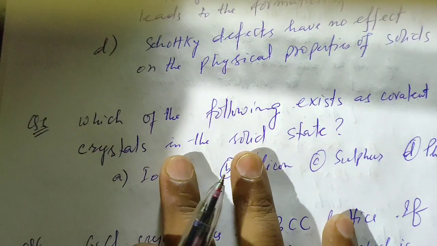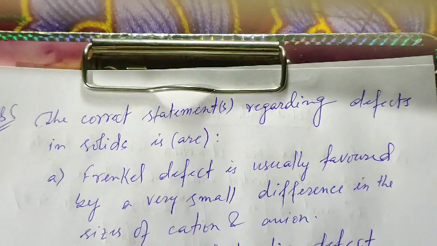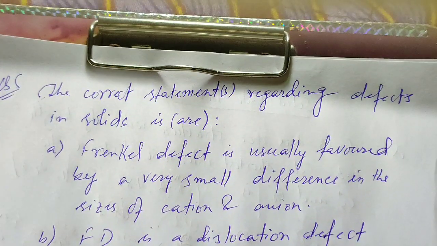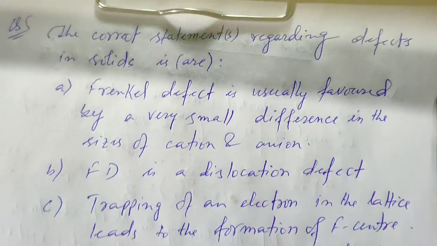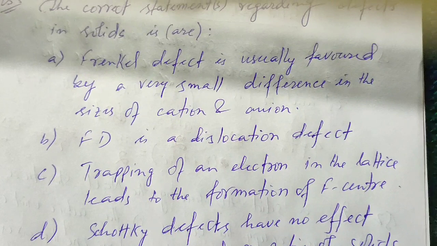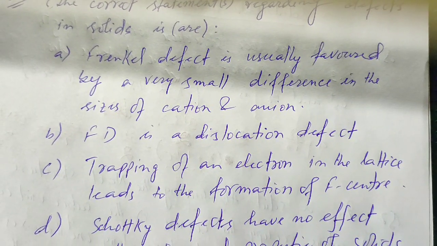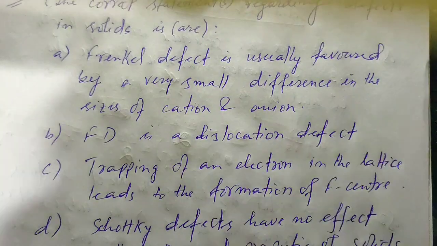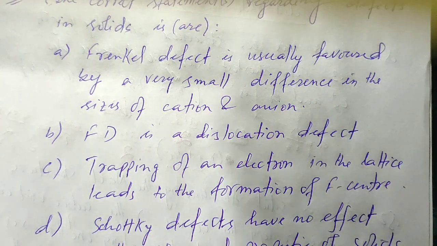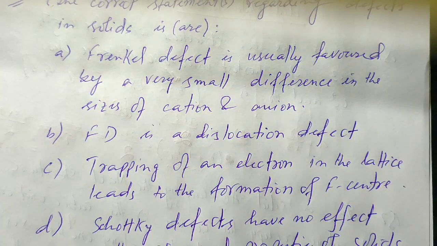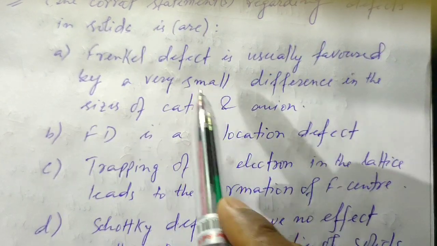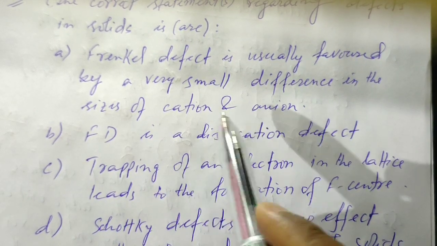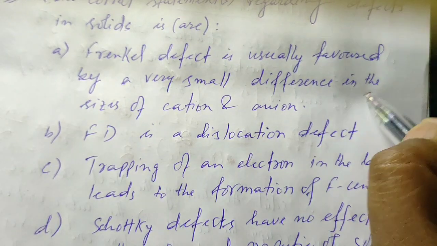Next question is from defects. The correct statements regarding defects in solids is or are. Okay, we need to choose the correct statements about the defects. The first option is Frenkel defect is usually favored by a very small difference in the sizes of cation and the anion. If the difference between the size of cation and anion is small, the defect is Schottky defect, not Frenkel defect.